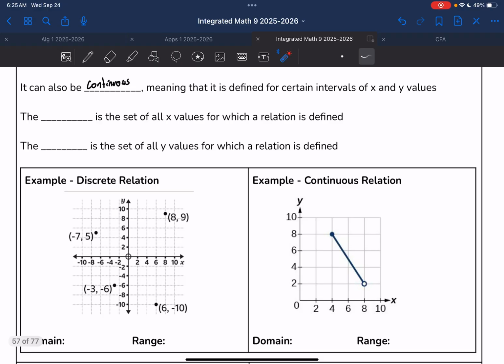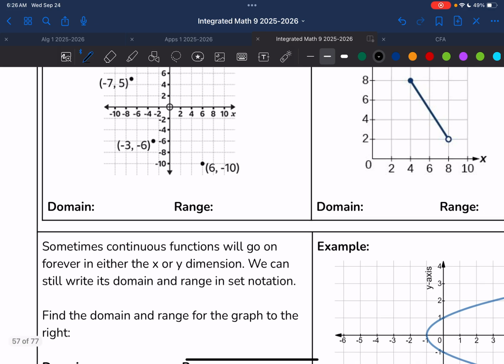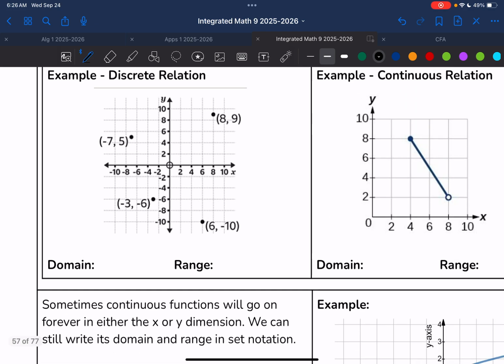So when we're describing relations, we say the domain is the set of all x values for which the relationship is defined, and the range is the set of the y values for which the relation is defined. So the domain is the input, what can you input, and the range is the output, what can you get out of it. For discrete functions, we write the domain and range as a set.